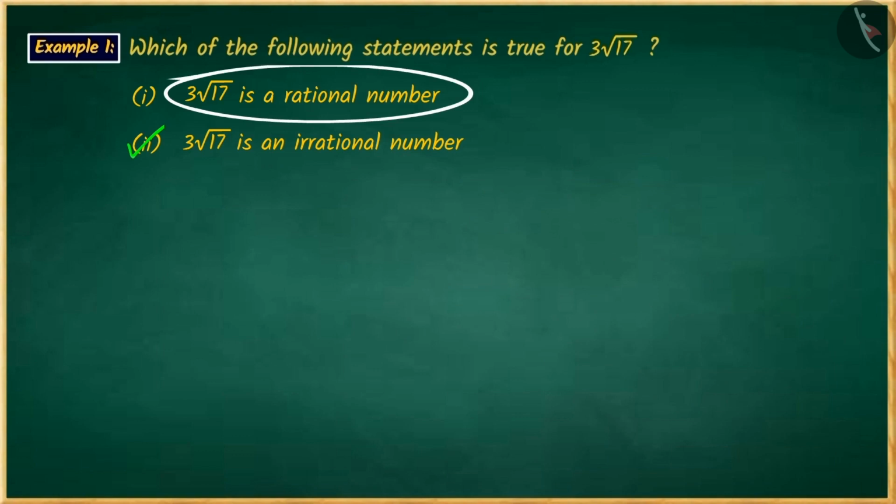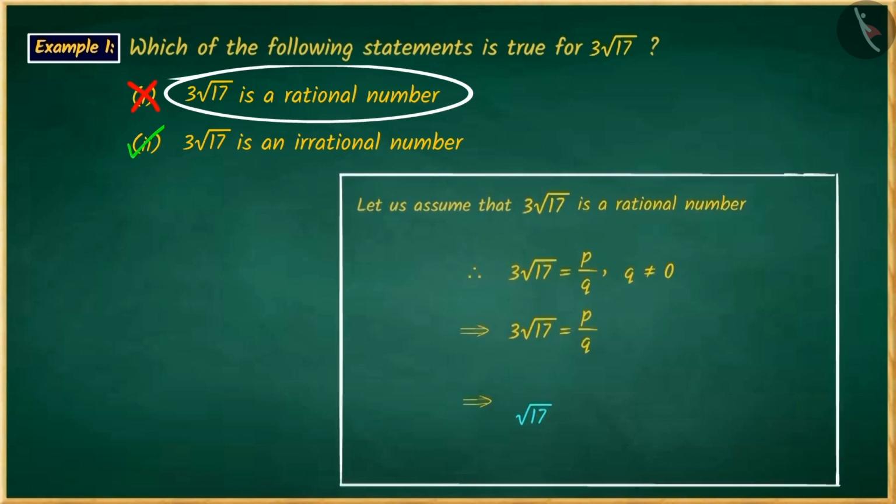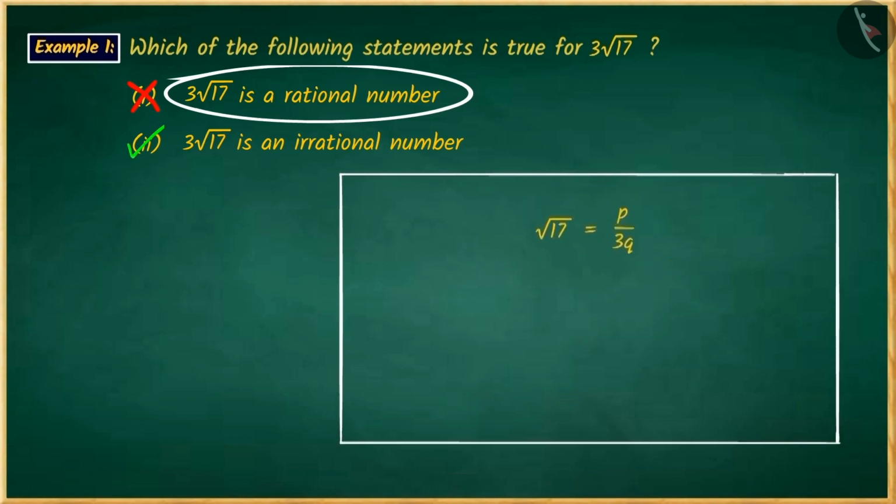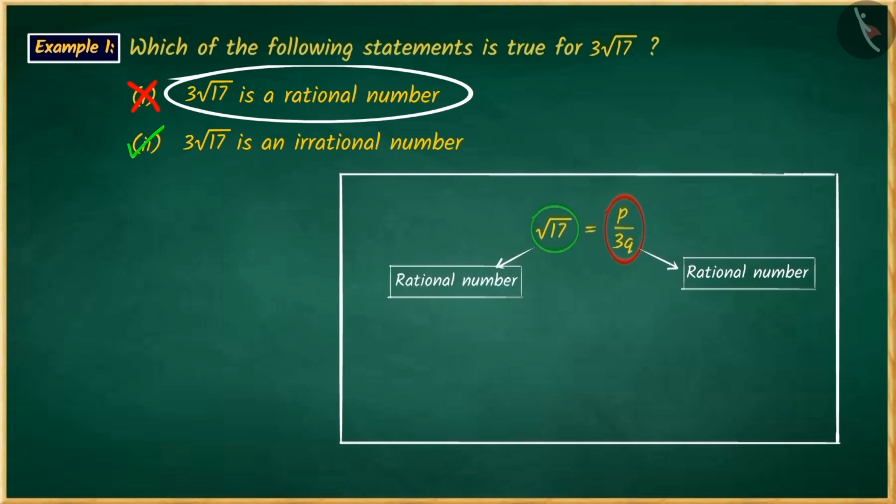If you have chosen the first option, it is a good try. But this answer is wrong because if you rearrange it, you will get square root of 17 equal to p upon 3q. You have determined that on the right-hand side, p and q are integers, so p over 3q will be a rational number. Hence, on the left side, square root of 17 should also be rational. But you missed out the fact that square root of 17 is an irrational number and no irrational number can be equal to a rational number. Because of this, your answer is wrong.